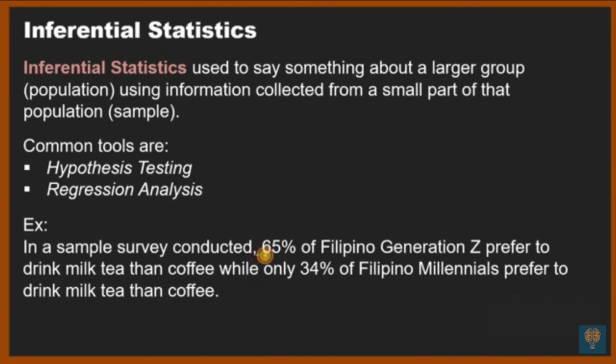For example, in a sample survey conducted, 65% of Filipino Generation Z prefer to drink milk tea than coffee, while only 34% of Filipino millennials prefer to drink milk tea than coffee. Take note, inferential statistics can be used only when describing a large group or population.